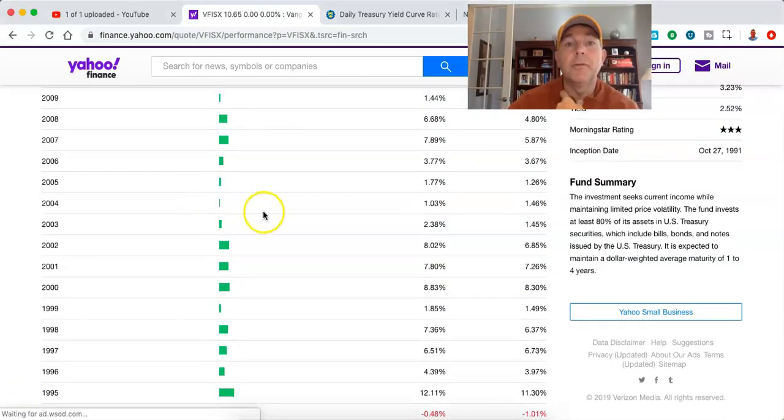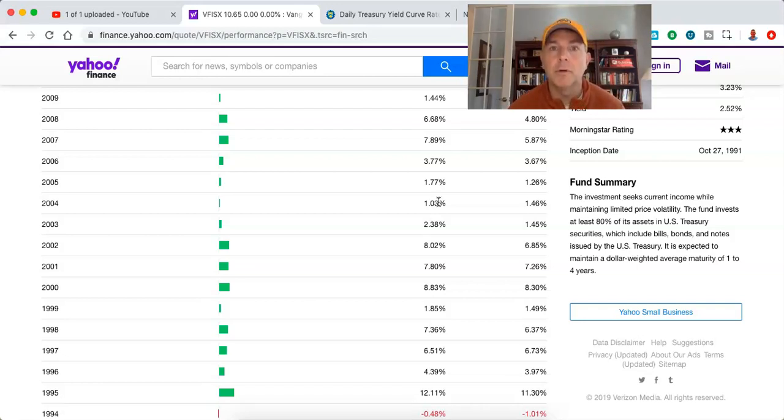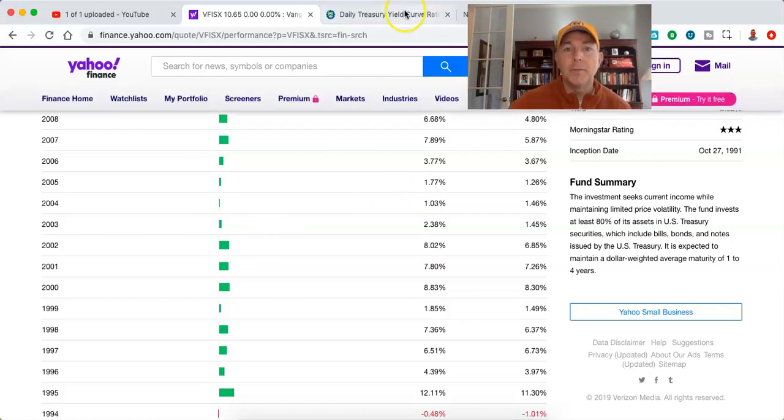Here, the Vanguard short-term Treasury was up 1.03. So essentially, the Fed raising had no impact whatsoever on the long-term interest rates. The interest rates being raised had no effect whatsoever on the bond market in terms of investments, if that makes sense. So that's good.